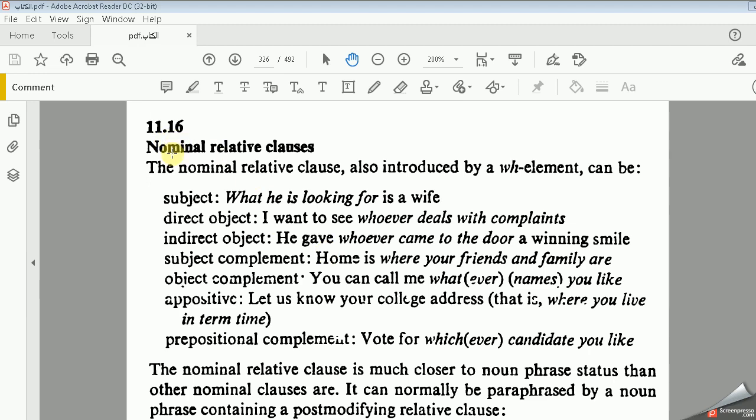Explaining 11.16, nominal relative clauses. The nominal relative clause, as we explained, is one type of the nominal clauses. Relative clause also introduced by a WH element.